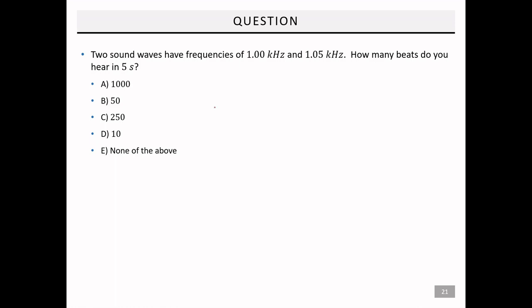Okay, to start off, you want to calculate the beat frequency. So in this case, you're taking the absolute value of 1000 hertz minus 1050 hertz. This gives you the absolute value of minus 50 hertz. So the beat frequency itself is 50 hertz.